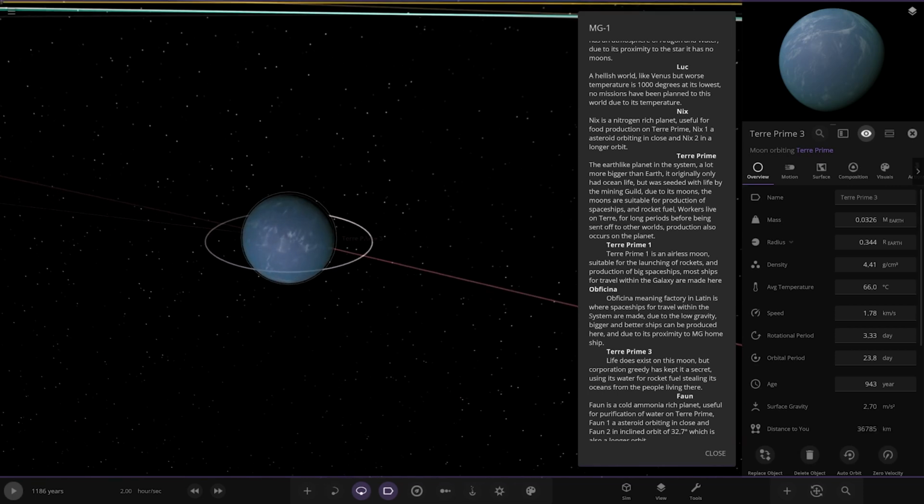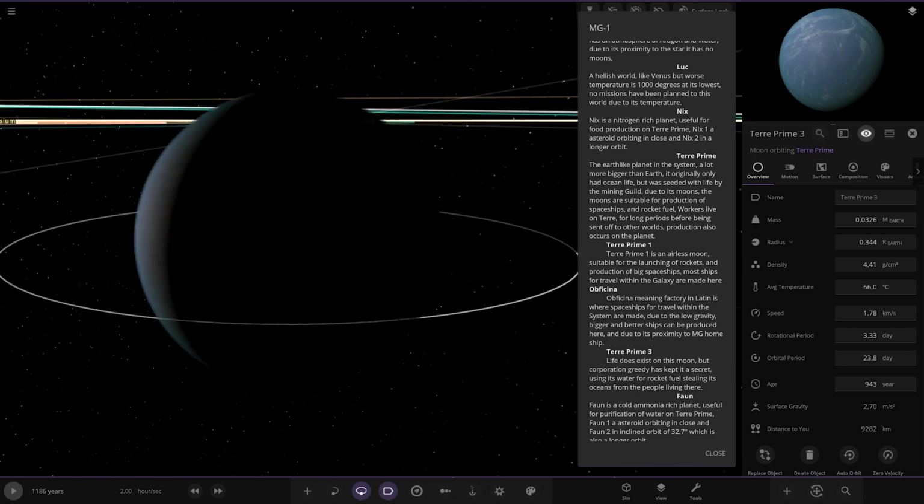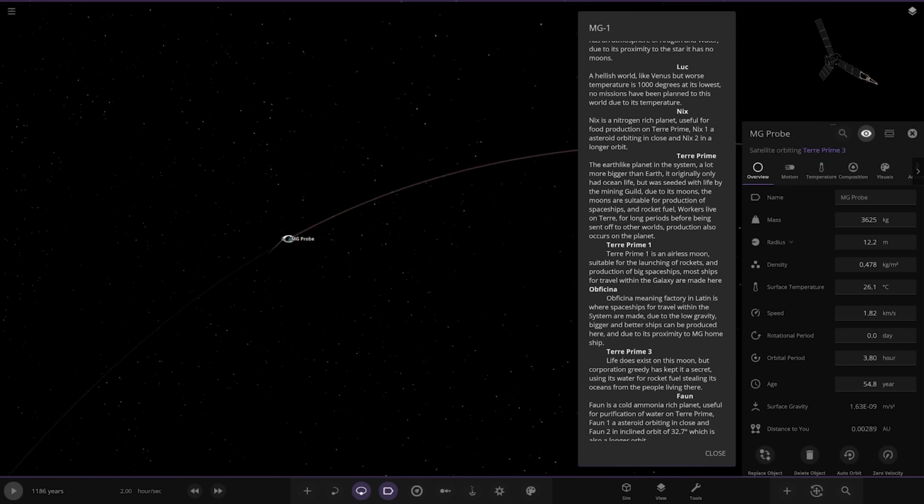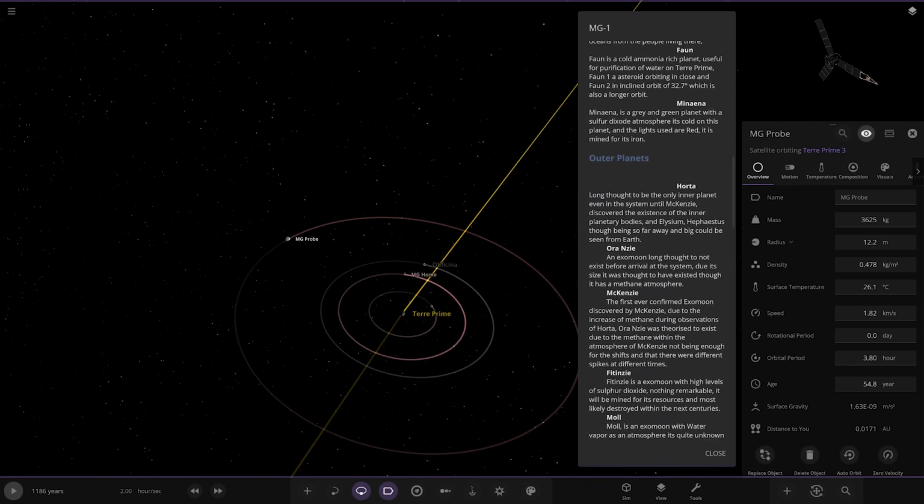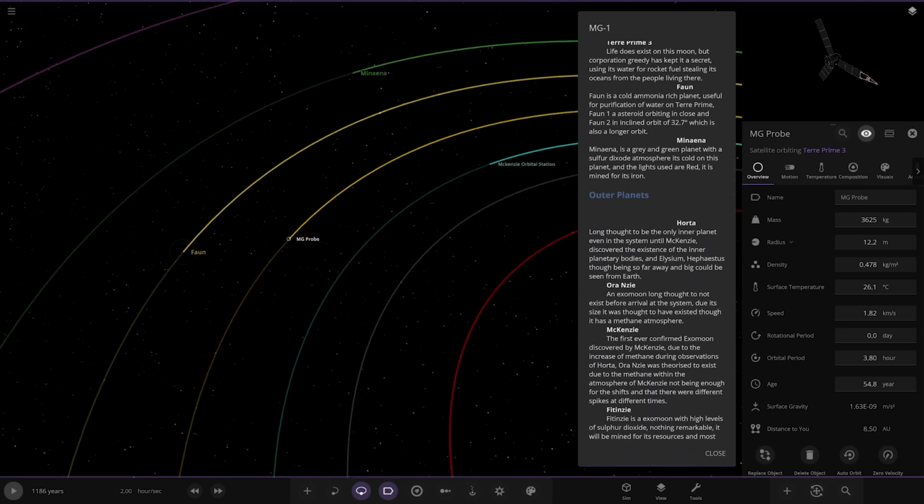And then we have Prime 3 over here. Life does exist on this moon, but Corporation Greedy has kept it a secret, using its water for rocket fuel, stealing its oceans and people living there. Woohoo. Not good. No, it's also got a probe as well. Nice. Next up, we're heading to Fawn, which is here.